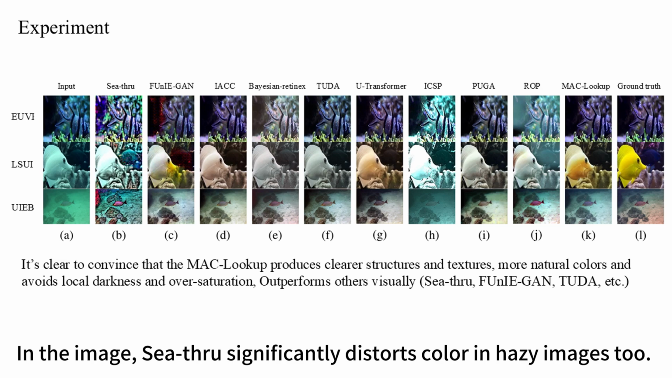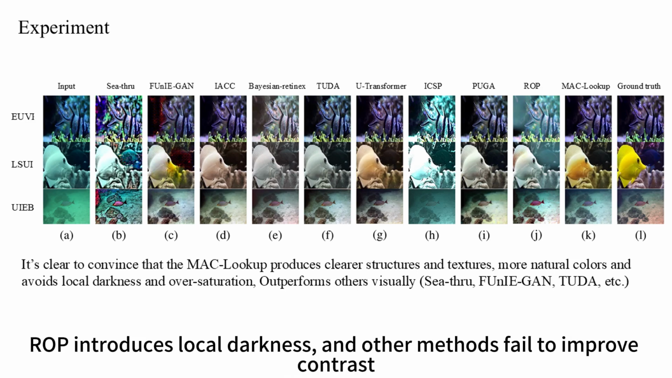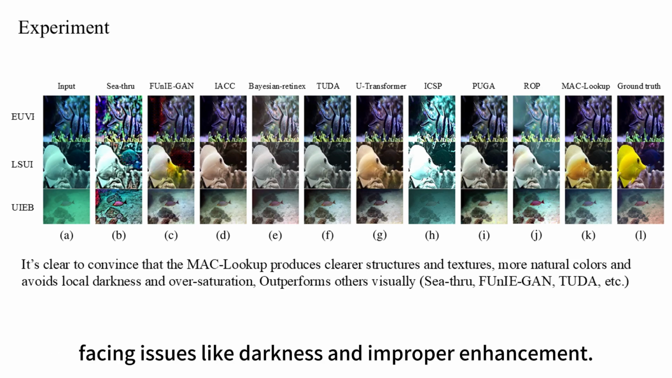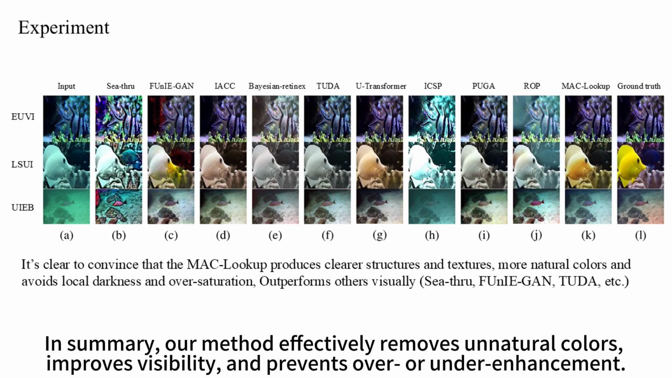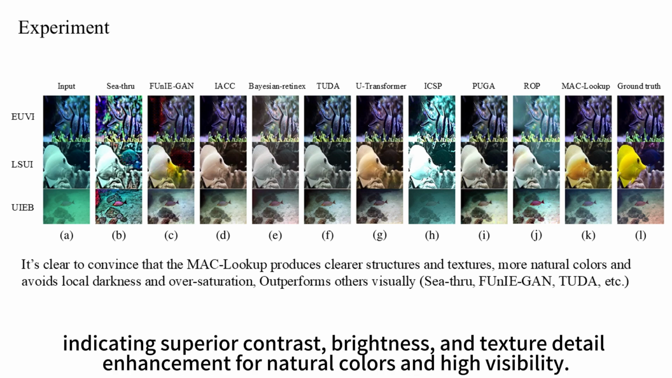In the image, see-through significantly distorts color in hazy images too. ICSP and IACC do not effectively remove blur, reducing visibility enhancement. ROP introduces local darkness, and other methods fail to improve contrast, facing issues like darkness and improper enhancement. In summary, our method effectively removes unnatural colors, improves visibility, and prevents over or under enhancement. According to the former experiment table, it achieves the highest PSNR and SSIM, and the lowest LPIPS values, indicating superior contrast, brightness, and texture detail enhancement for natural colors and high visibility.